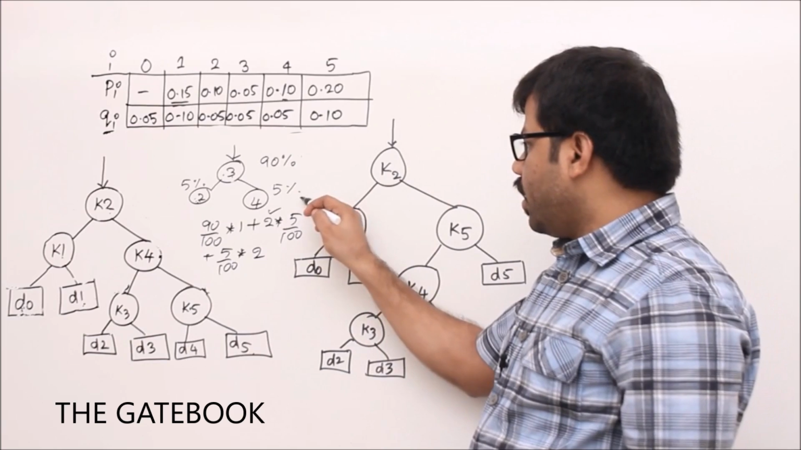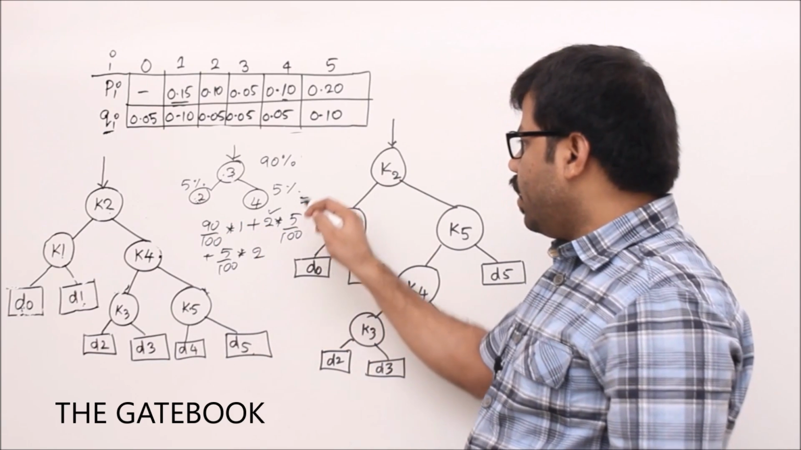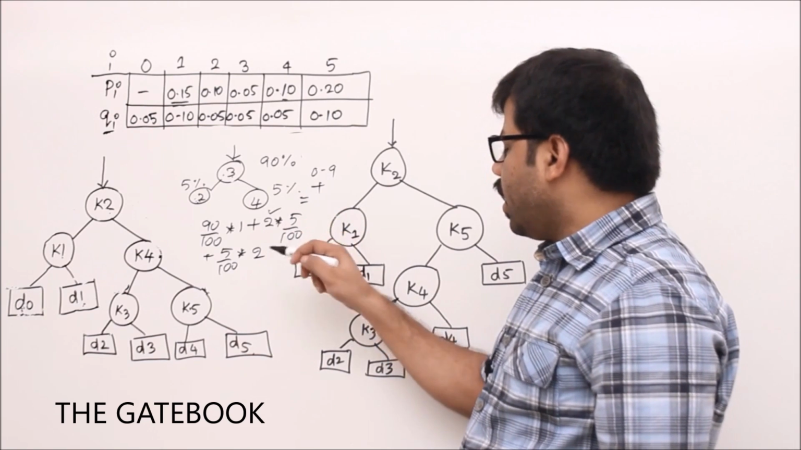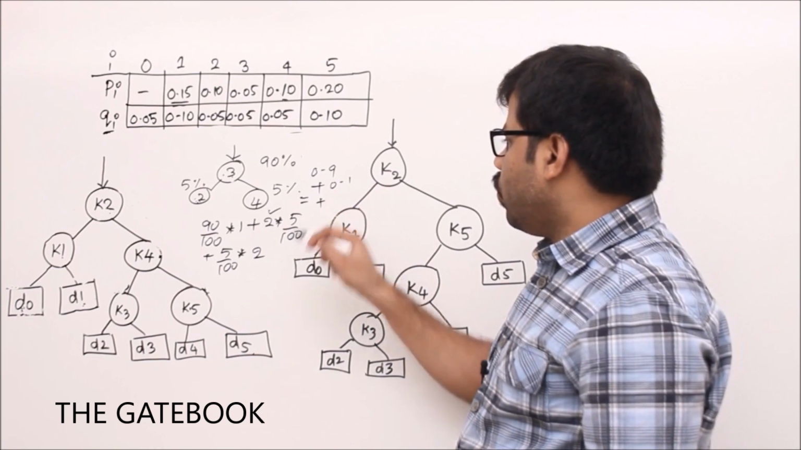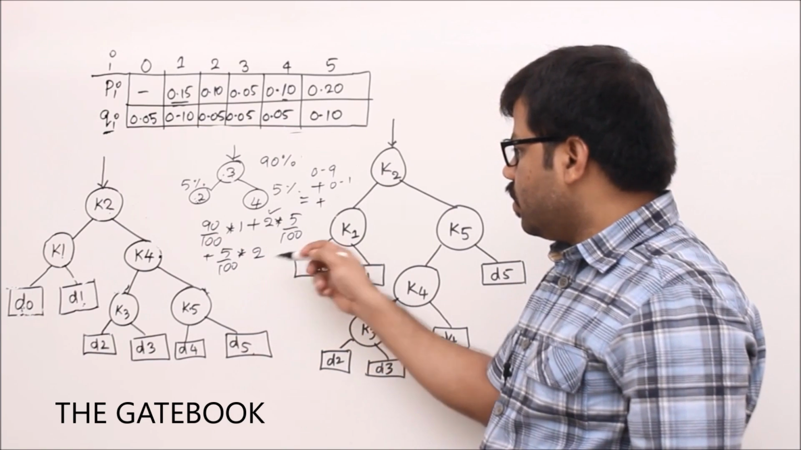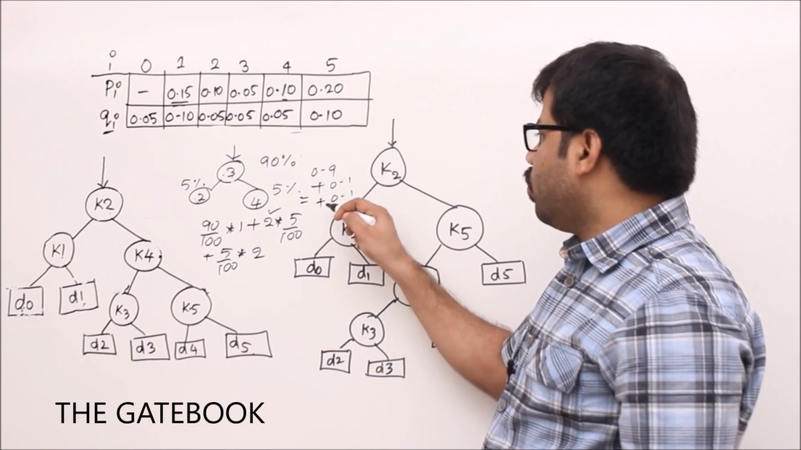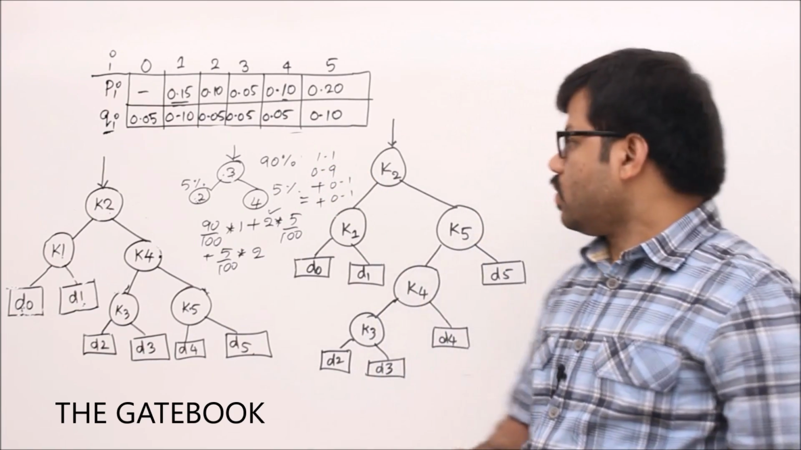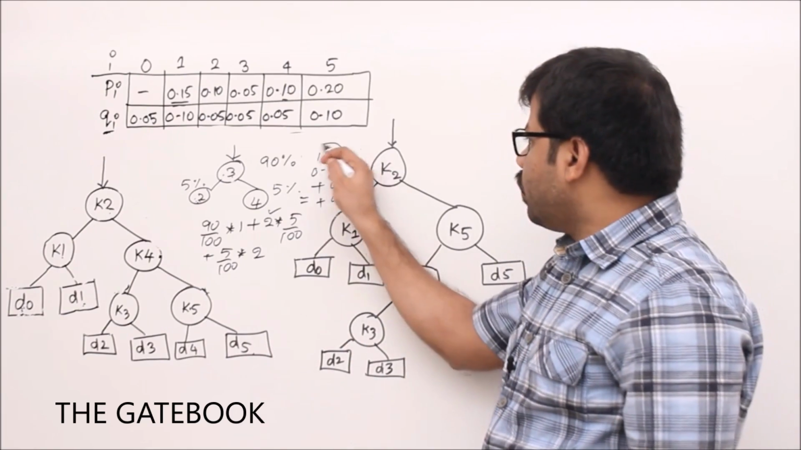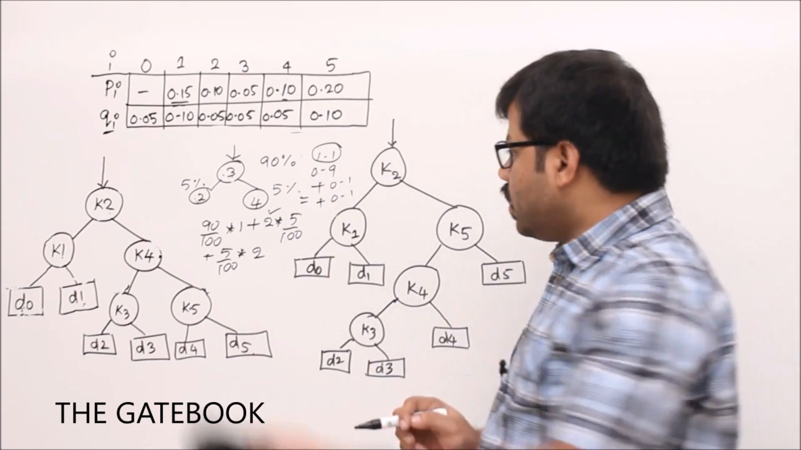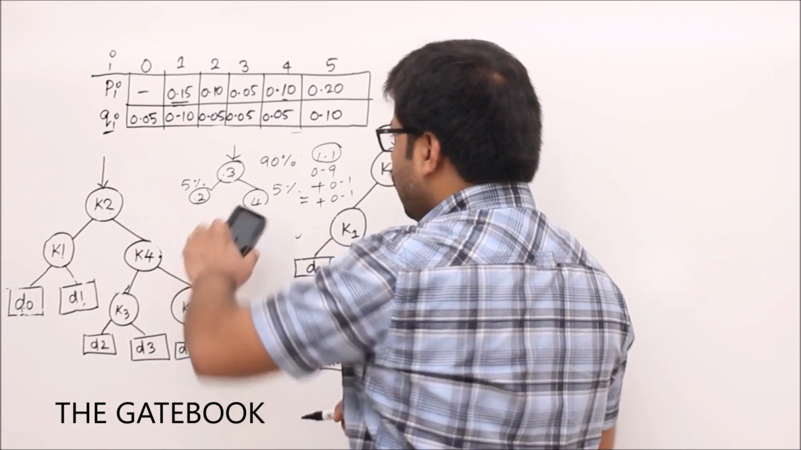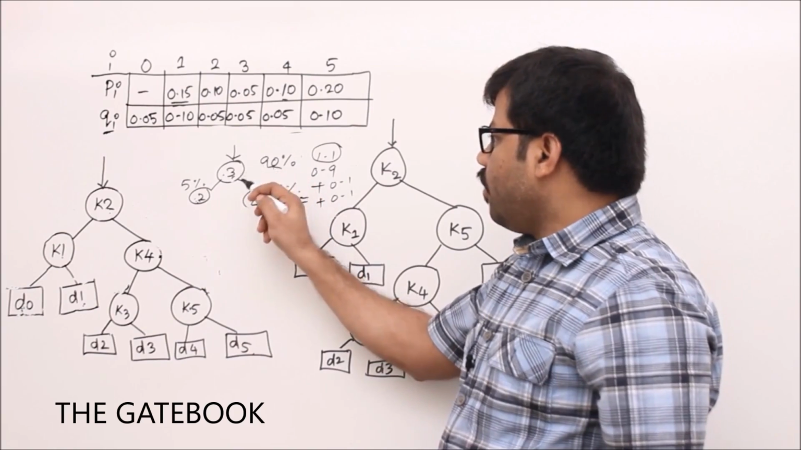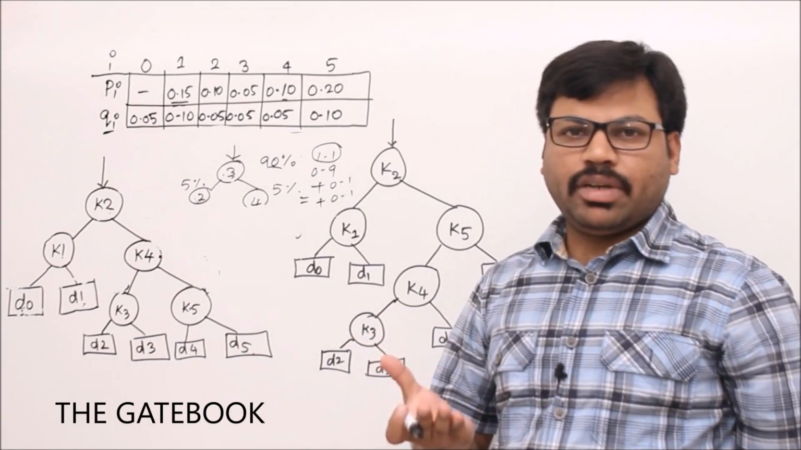Now the simplification: 90% of the time, 0.9 into 1, is 0.9. Plus, 2 fives are 10, 10 by 100 is 0.1. Then here again 10% of the 100, it will be 0.1, correct? So 0.2 plus 0.9 will be 1.1. So the cost of the tree is 1.1. Now we'll see one more structure and try to find its cost. I think this is the best structure possible, because 3 is searched 90% of the time, we kept it as the root so that the search cost is reduced for 3.